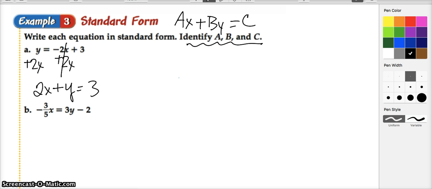And then I have to ask myself, it looks like the right form, but are a, b, and c all integers? And technically there's a 1 here. So yes, a, b, and c are all integers, and finally is a positive? Yes, it is. And therefore I can say that a is equal to 2, b is equal to 1, and c is equal to 3. And I'm confident that I've done the job.